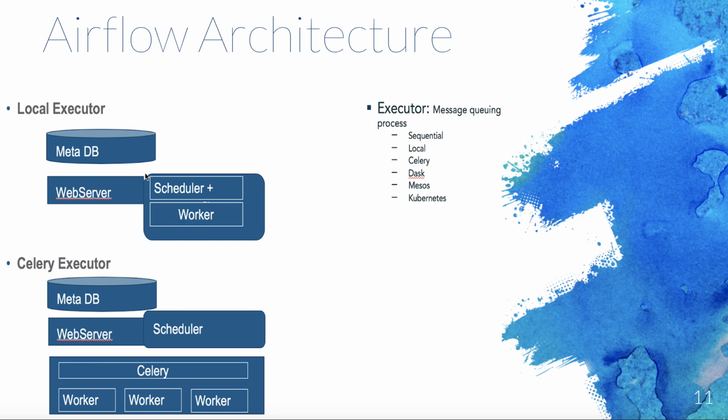The only trade-off between local and Celery executor is that in local executor, you are actually executing on a single machine and you are only doing parallel processing of the tasks. The scheduler and workers are tightly coupled. So if you are doing any maintenance on your scheduler, or if you restart your scheduler, your workers will get restarted as well, which is not the case with the Celery executor.